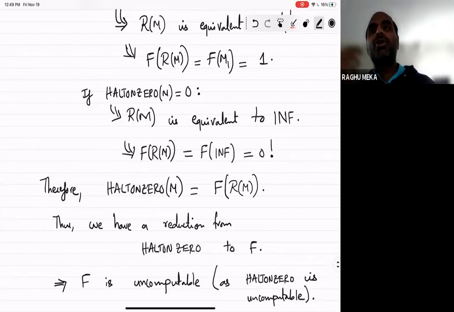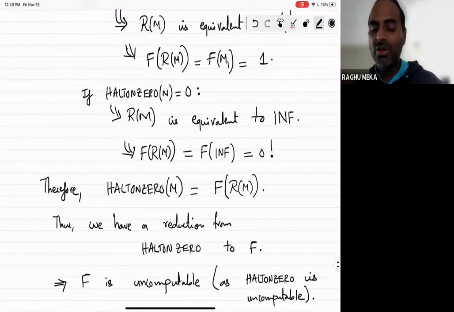Okay, so if we could solve f, we could solve halt on 0, but we cannot solve halt on 0, so we should not be able to solve f. Okay, so that's kind of the whole proof.